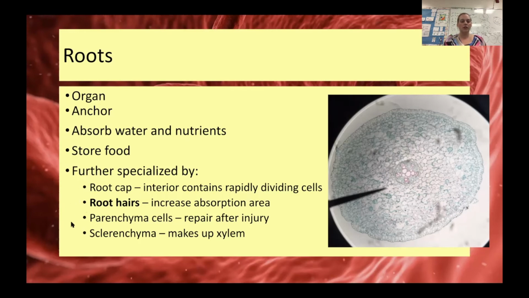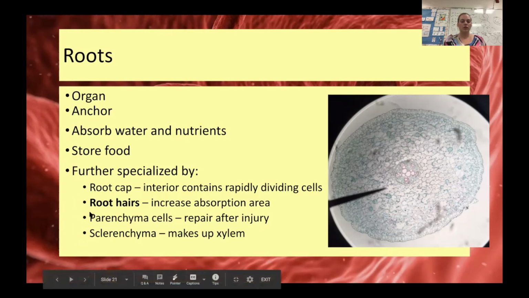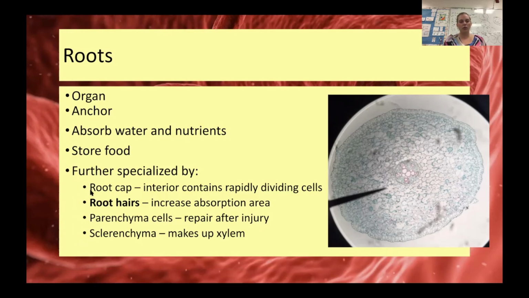Roots can be further specialized by these structures that we see here. Only really worried about a couple of these. The root cap is pretty important. As the root is growing down through the soil, it's brushing up against rocks and dirt, and those are damaging the roots as they grow. So the root cap has all these rapidly dividing cells that are going to be copying themselves in order to repair that damage. Root hairs are little tiny hairs that grow off the side of the root to increase absorption area. So they increase the surface area for taking in water and nutrients.